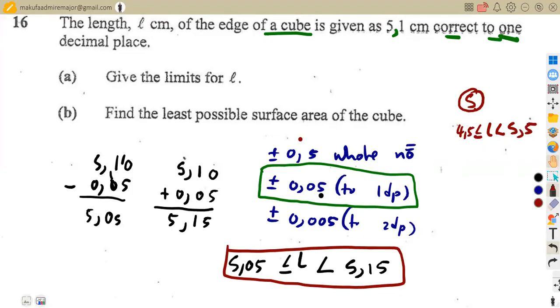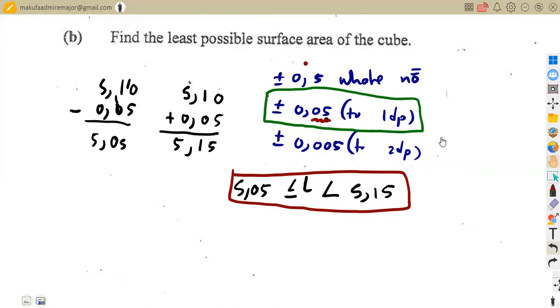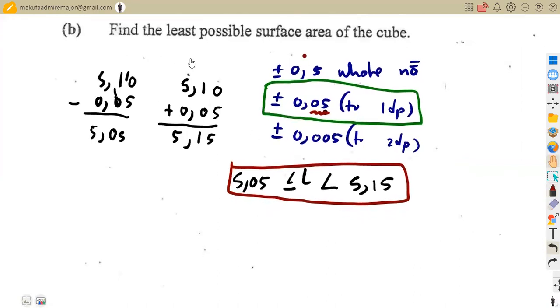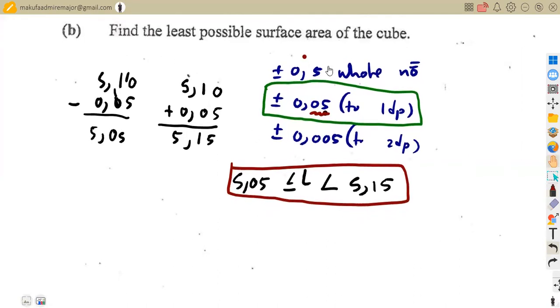In this case we are given one decimal place, that is why we work with 0.05. So that is how we work with the limits. Then they are saying, find the least possible surface area of the cube. Take note, we are dealing with the least value. That is the most important part, the least.